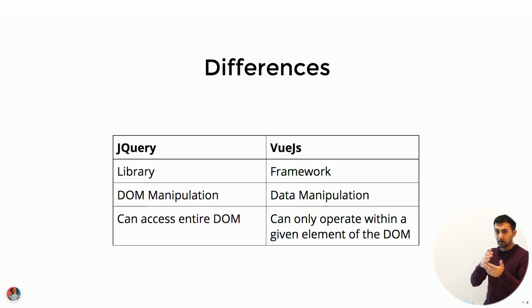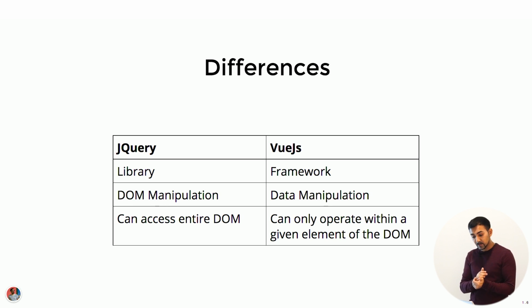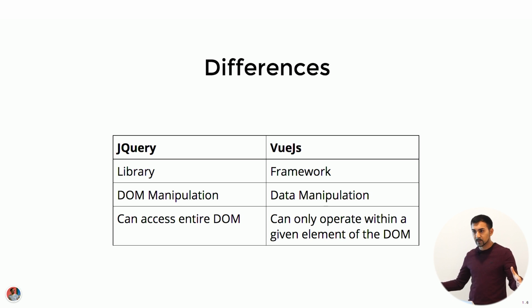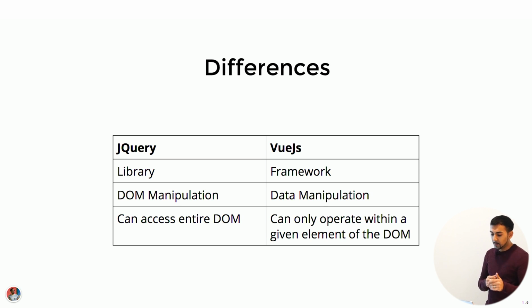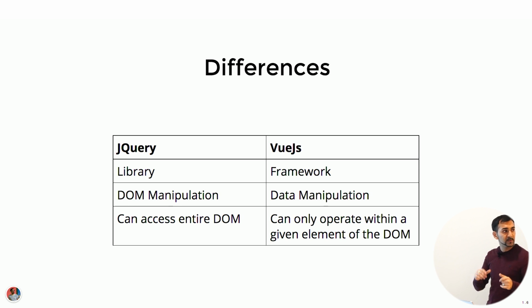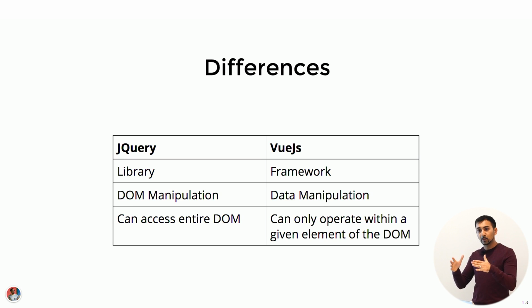The next thing is that jQuery is primarily concerned with DOM manipulation, whereas Vue.js is primarily concerned with data manipulation. If you've used jQuery and you don't know what DOM manipulation is, it's what you're doing the entire time. It's grabbing elements from the DOM and manipulating their values, attributes, and properties to manage the state of your application. With data manipulation, the application state is held within JavaScript objects, and changes to the DOM will automatically occur as the data changes.